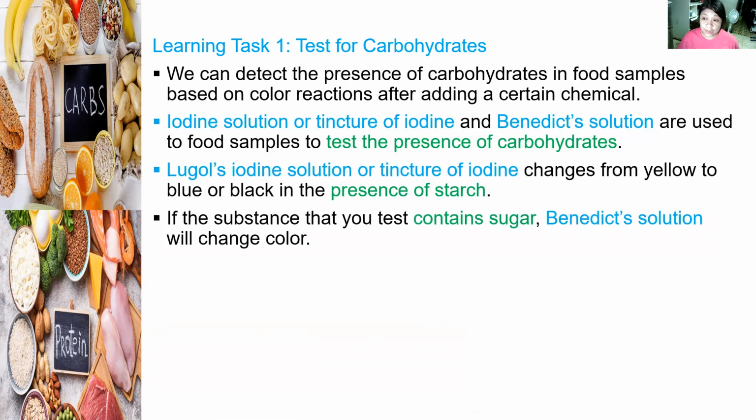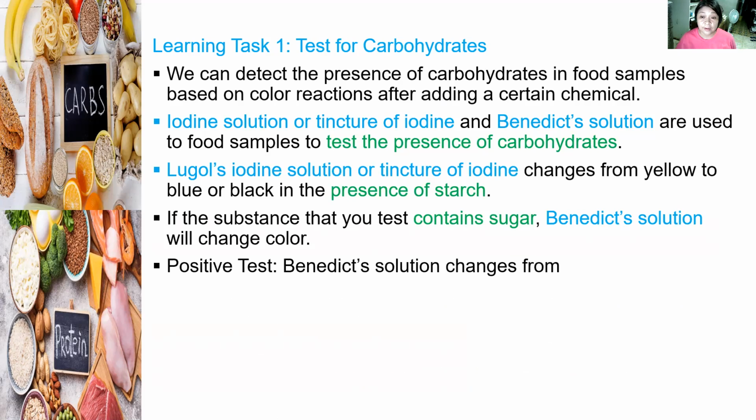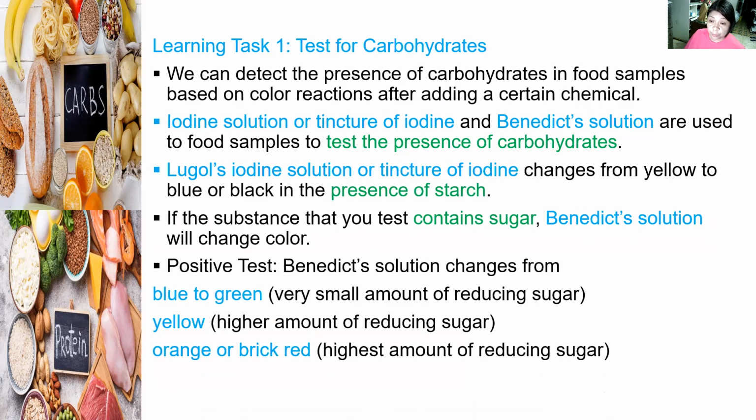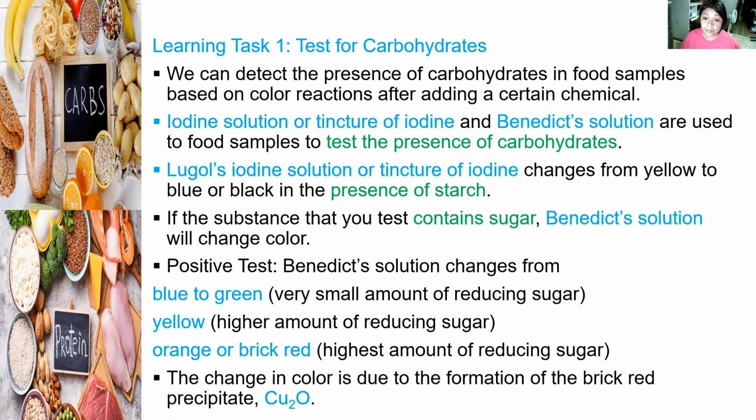If the substance that you test contains sugar, Benedict's solution will change color. For positive tests, Benedict's solution changes from blue to green, very small amount of reducing sugar. Yellow, higher amount of reducing sugar. Orange or brick red, highest amount of reducing sugar. The change in color is due to the formation of the brick red precipitate cupric oxide.